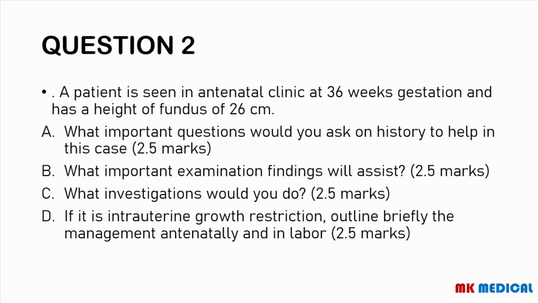So in your history, you ask for the pregnancy dates, because this woman may have dated the pregnancy wrongly. So you may ask for the first date of the last menstrual period, and calculate the gestational age using an expected date of delivery using Nagel's rule. Ask if there's any history of hypertension in pregnancy. Ask if there's history of vascular disorders or anemia in pregnancy.